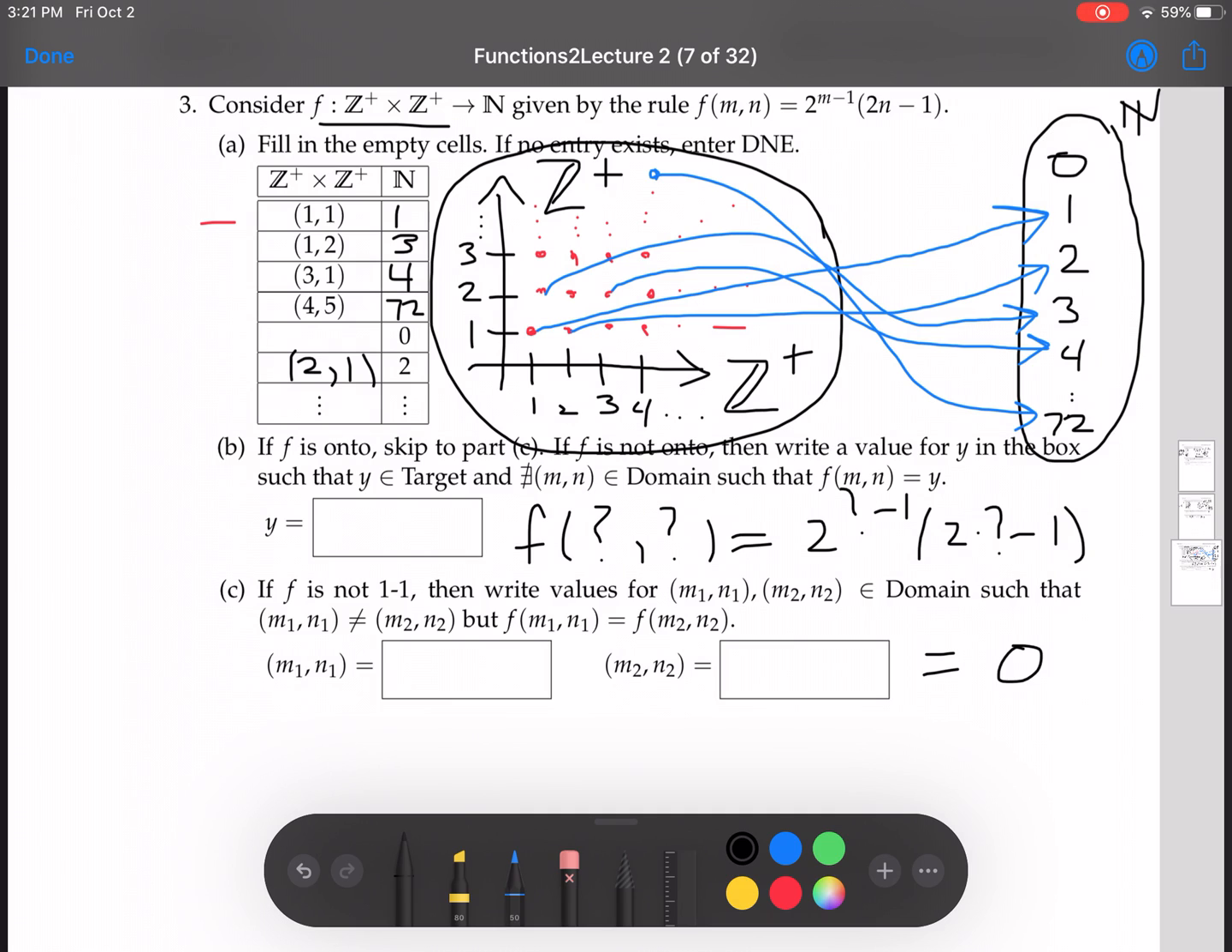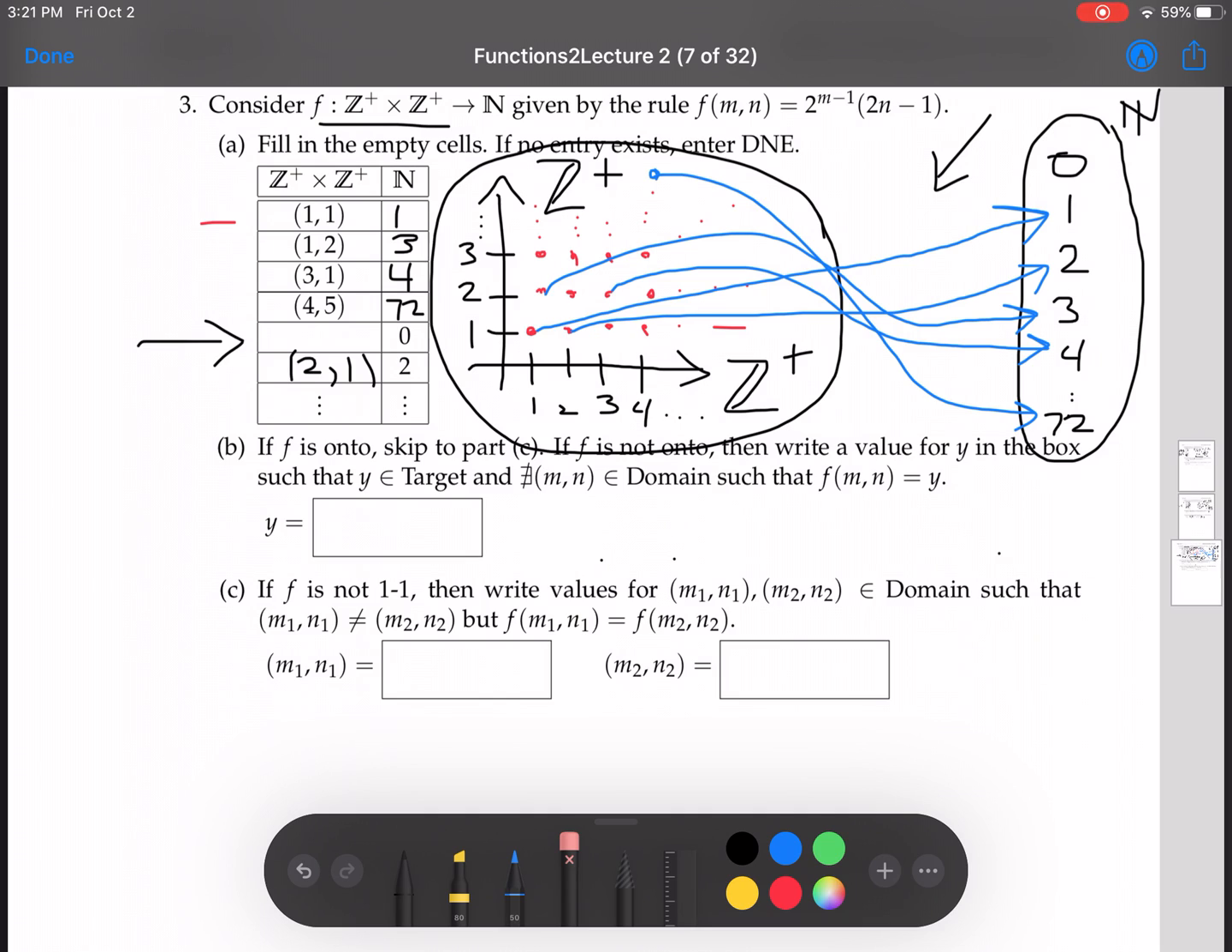All right, so we want to find, is there anything we can put in there? And it sure doesn't look like it, right? Judging from what I have drawn over here, it sure doesn't look like there's anything that comes over to that. But let's try and argue that that can't happen. All right, so we have this rule, f of mn, so that's 2 to the m minus 1 times 2n minus 1 equals 0. So is that possible? Is there anything that can make that work?